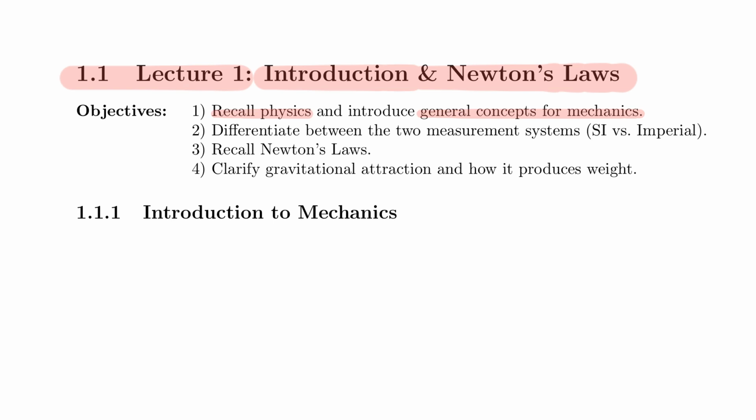Then we want to differentiate the two systems that we as engineers deal with. We deal with the imperial system. Often engineers in practice deal with the imperial system, but engineers in science often deal with the SI system. It sometimes even depends on your discipline. If you're a chemical engineer or a civil engineer, then you may prefer one or the other, but we want to talk about both of them. So the goal here is to talk about the two measurement systems and think about them very broadly, just as an introduction.